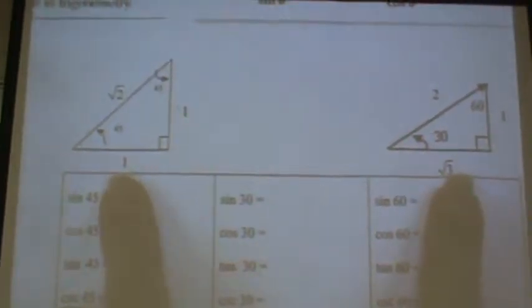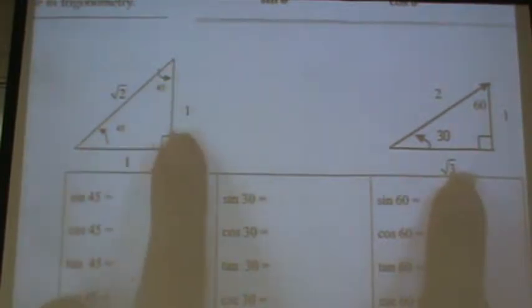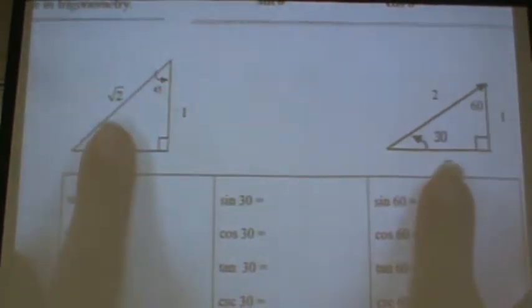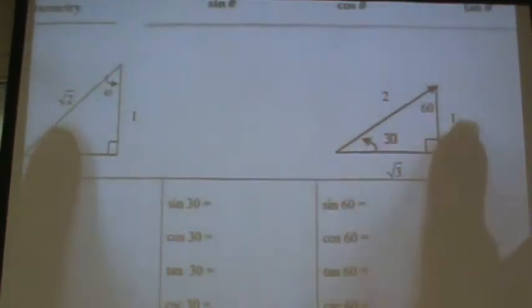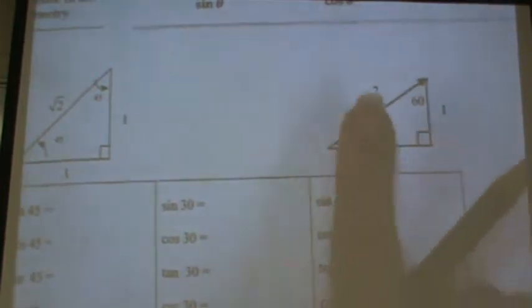And I typed them here for you. Special triangles. 45, 45, 90: 1, 1, root 2. 30, 60, 90: please remember, the side opposite the 30 is 1, the side opposite the 60 is root 3, and then the hypotenuse is 2.